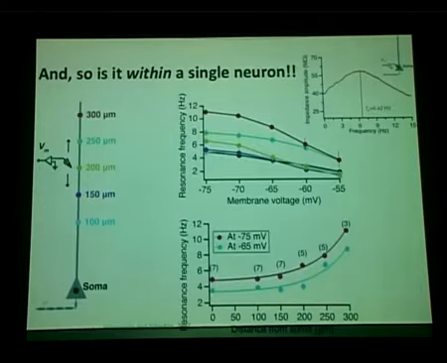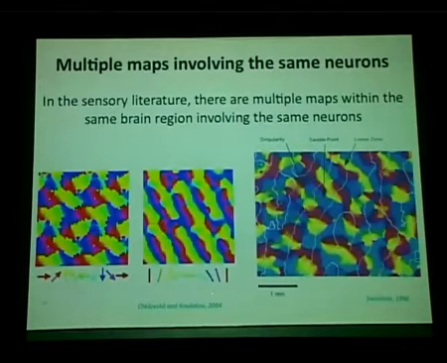We also know that in the visual system, there is not just one map sitting there. You don't have just the orientation selective map. The same neurons sitting in V1, the primary visual cortex, also respond to different directions, and there is a direction selectivity map as well, sitting along with this orientation selective map on the same neuronal structure.